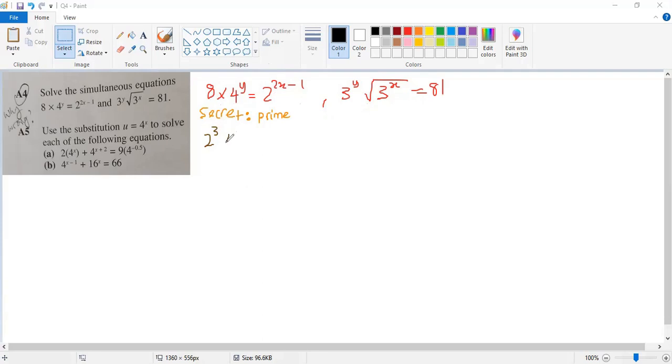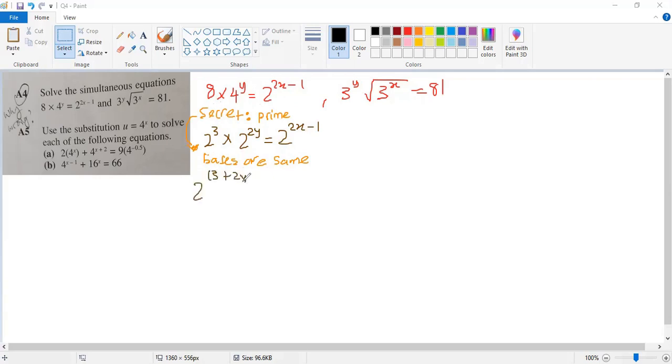So 2 to the power of 3 times, here the 4, we write it as 2 squared. So 2 to the power of 2y equals 2 to the power of 2x minus 1. Did you notice at this step, when you use the secret, making the bases the same prime, automatically you can see the bases are the same? Earlier it was not. That's why we could not perform the index law, because there was an 8, 4 and 2. The law only works when the base is the same. Let's perform the index law on it.